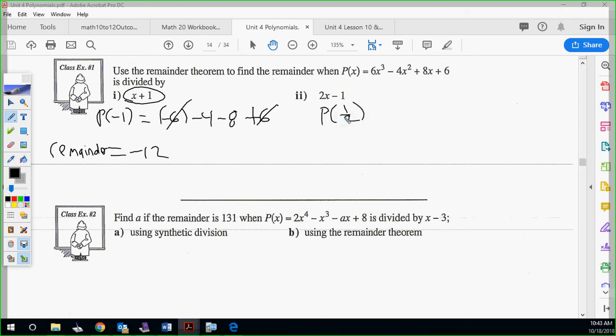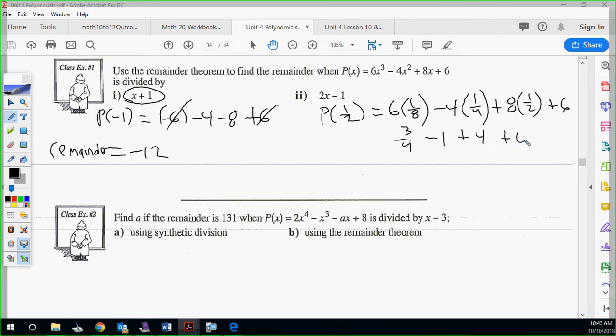All right, so this one's a little bit harder because we have to cube a half. But 6 times 1/2 cubed is 1/8 for the 1/2 cube part. Minus 4 times 1/2 squared is 1/4. Plus 8 times 1/2, and then plus 6. So we have 6 over 8, which is 3/4. Minus 4 over 4, so minus 1. 1/2 of 8 is 4, plus 6.